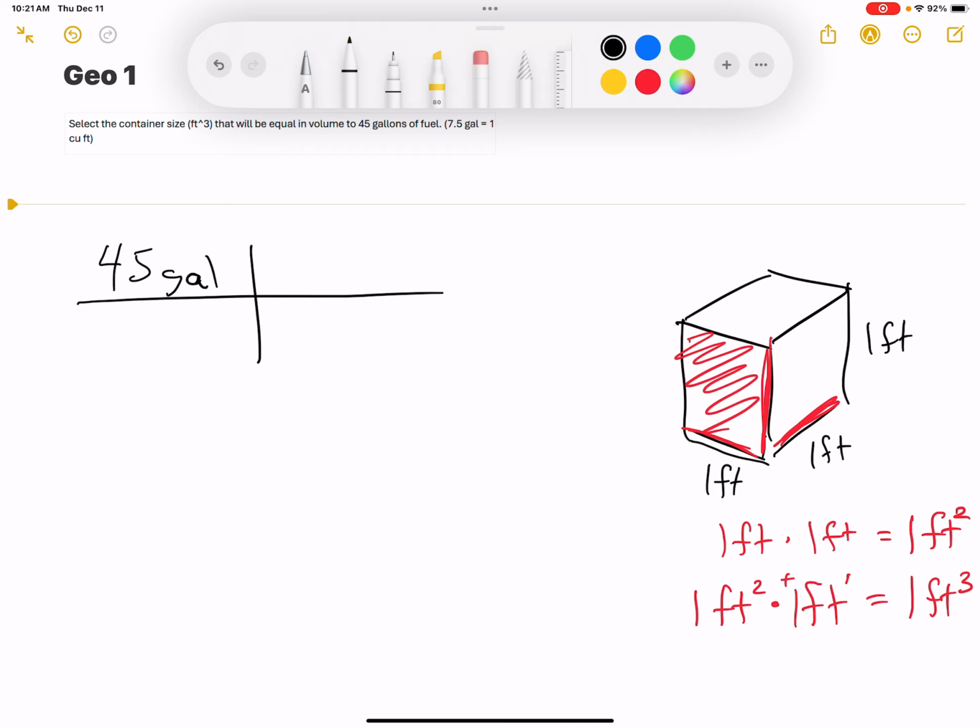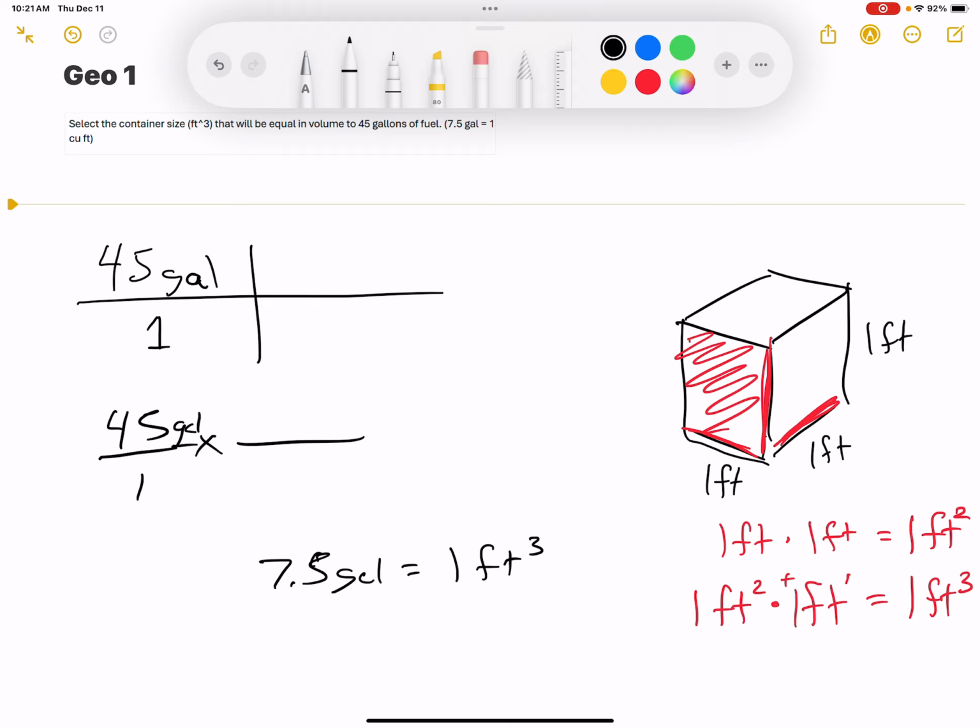But what we need to do is just use our conversion. So the first step of our conversion is take the number that we're trying to convert and place it over 1. Use a grid system like this, or some people just like to use fractions. If you're going to use fractions, make sure you put your units. So we have this conversion here: it is 7.5 gallons equals 1 foot cubed.